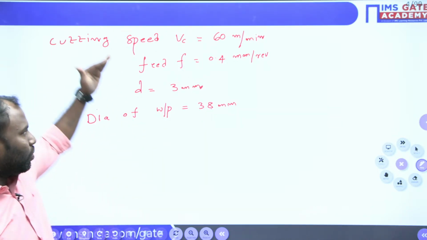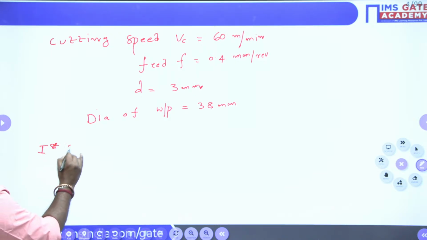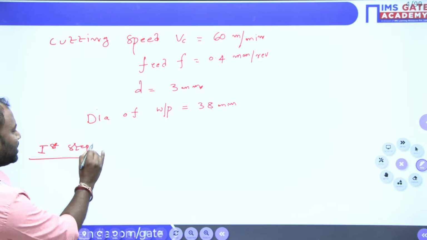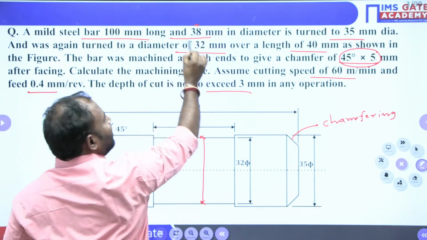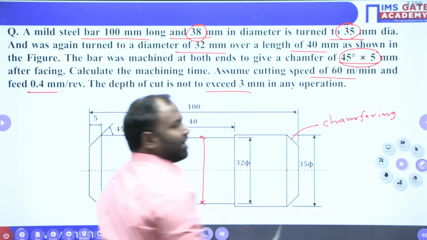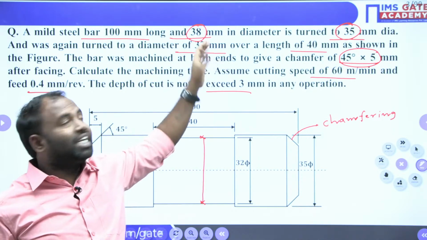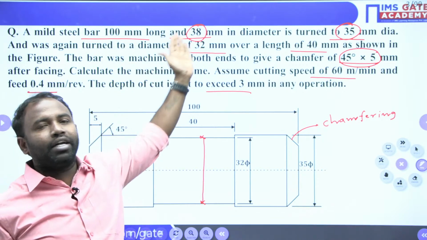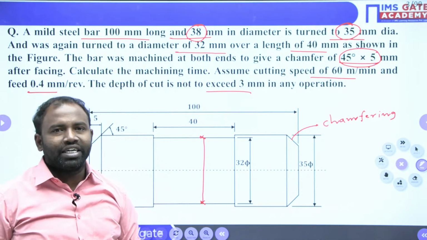Now let us calculate the first step. In the first step, what I'm going to do is, the 38 mm diameter is reduced to 35 mm. For this, how much time will it take? I'm going to find out the machining time for reducing the 38 mm diameter to 35 mm in a 100 mm length. That is the first step.